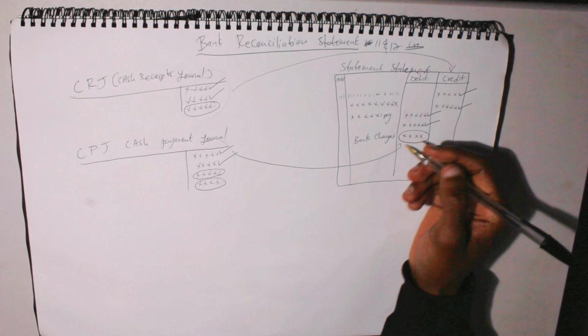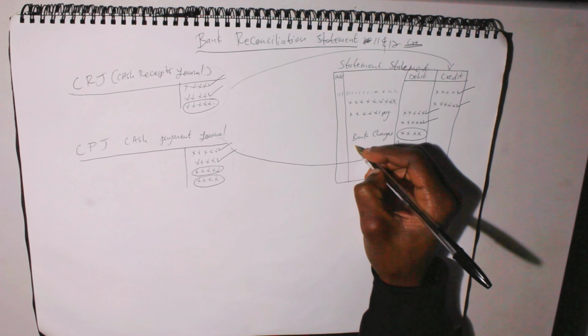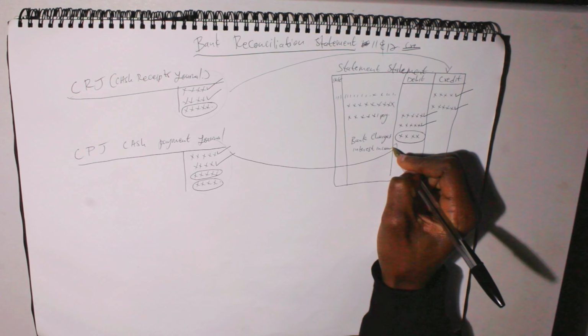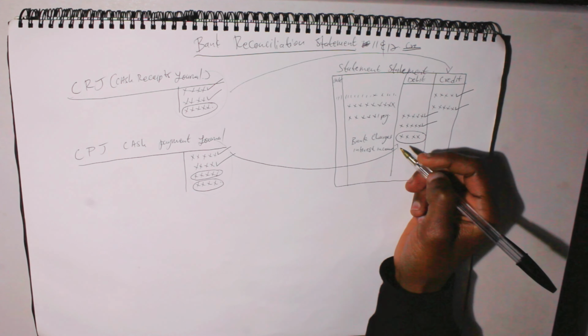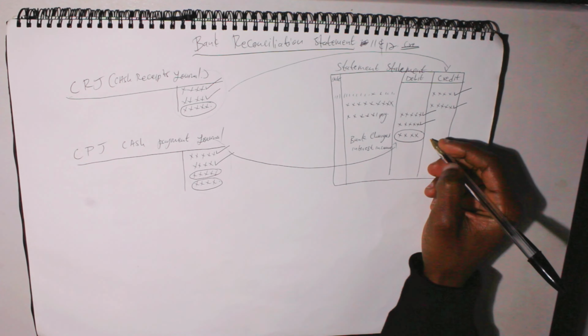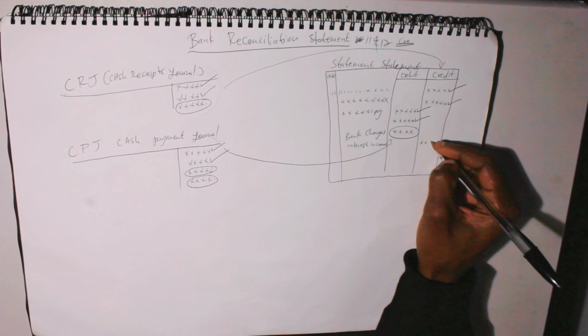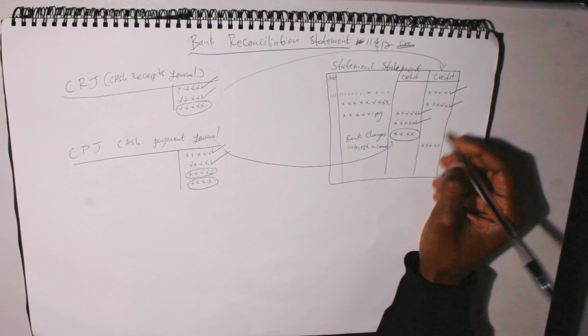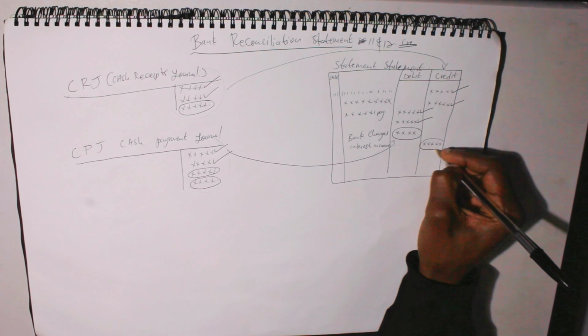Now, moving forward, what else can we have? We can have interest income. You will never see your interest until you see the bank statement. The interest income is an income, which means it will reflect on the credit side of the bank statement. Therefore, we're going to circle that, basically.